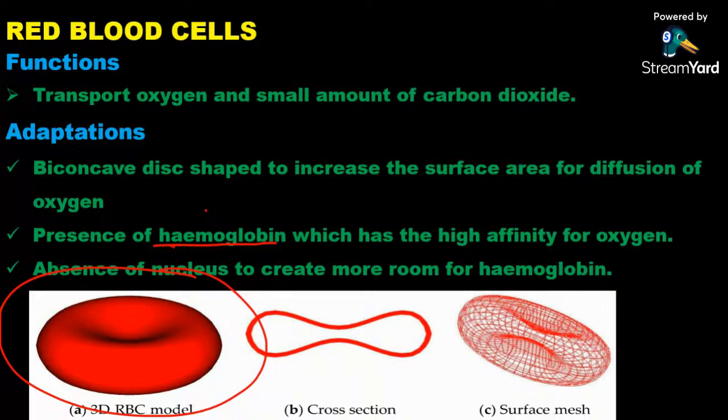Then absence of nucleus. It does not have a nucleus. The red blood cell does not have a nucleus to create more room for hemoglobin. So it needs hemoglobin, a lot of it, so that more oxygen can bind to it and of course be transported. So where are the red blood cells found? They are found in the blood vessels.